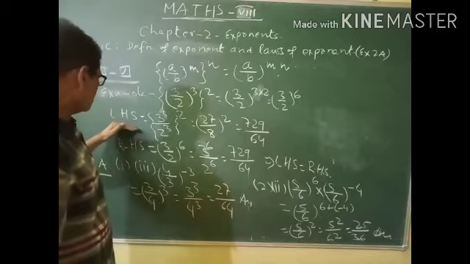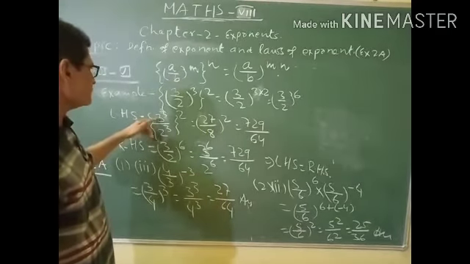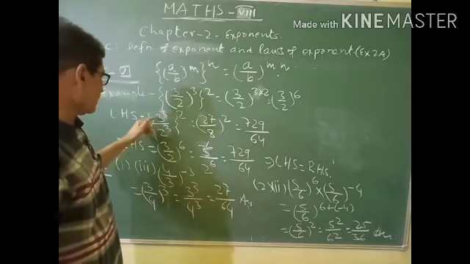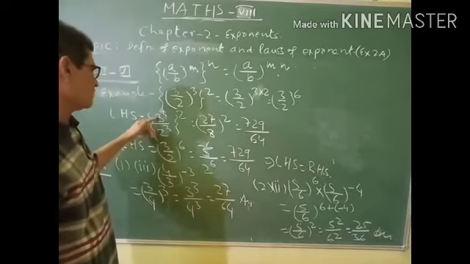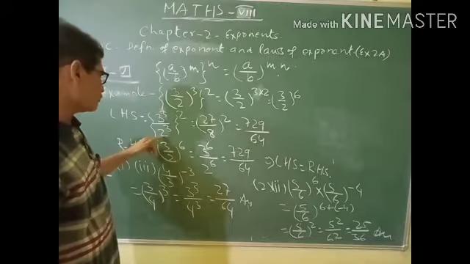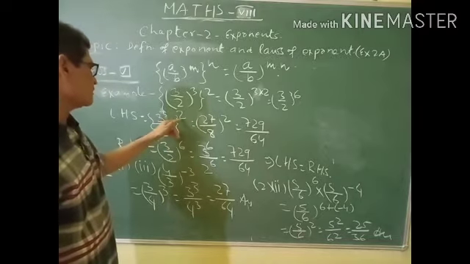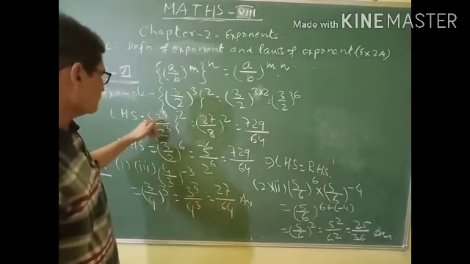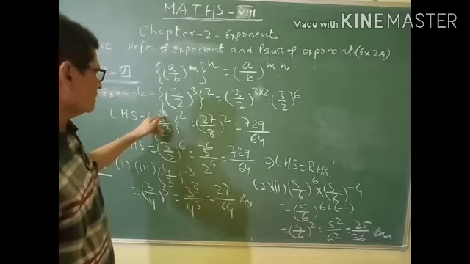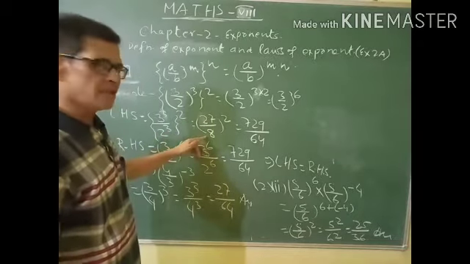First, let us proceed by taking LHS. By laws of exponents, this can be written as (3 to the power 3 divided by 2 to the power 3) in the bracket, whole exponent is 2. This will become 3 to the power 3, this will become 27, and this will become 8.